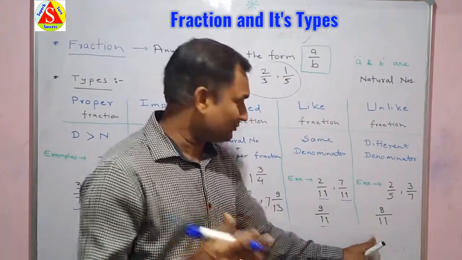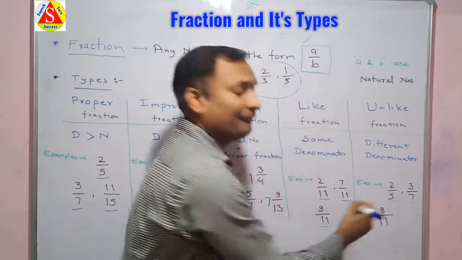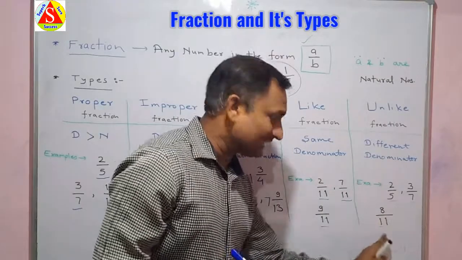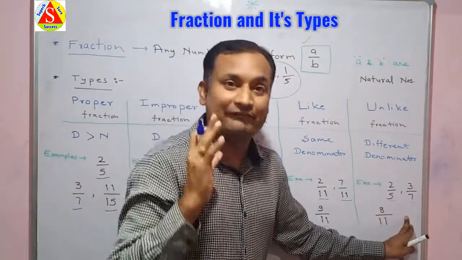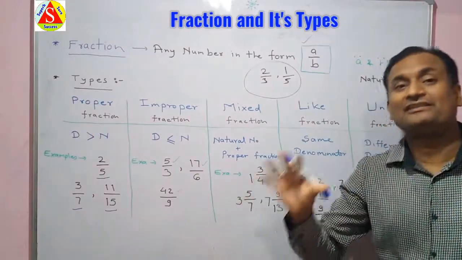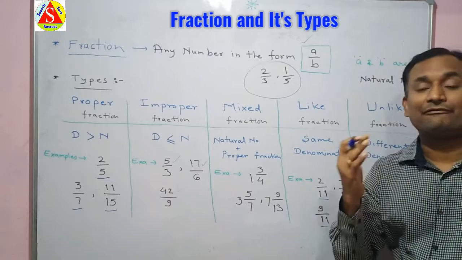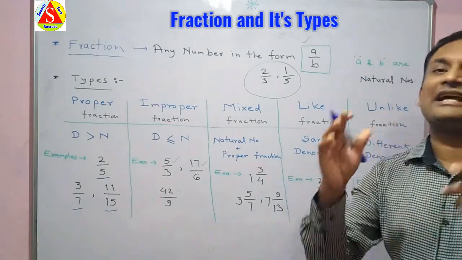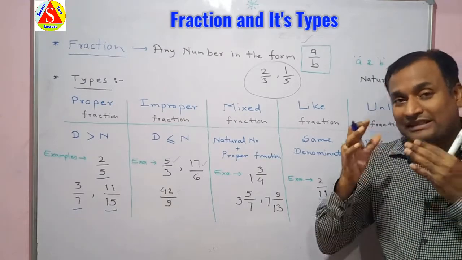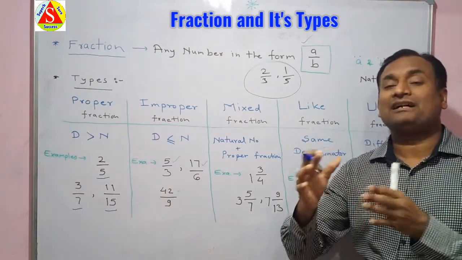Here dear students, you can see that in all fractions we have different denominators. So we can say these are examples of unlike fractions. If we have different denominators in all the terms, we will call those fractions unlike fractions. So dear students, I hope it is clear what a fraction is and what the different types of fraction are.